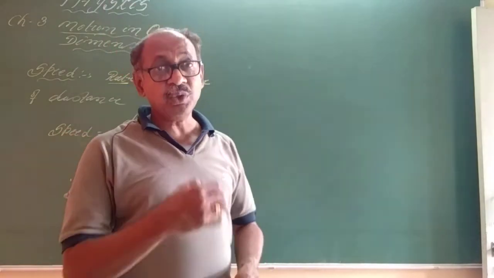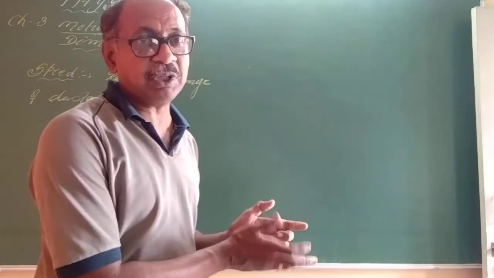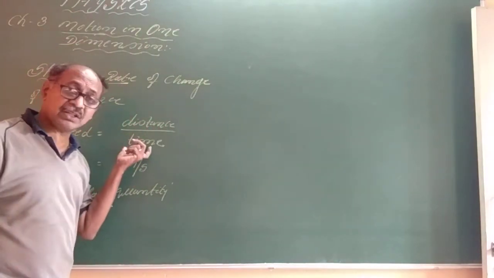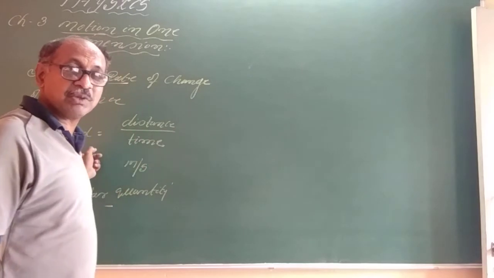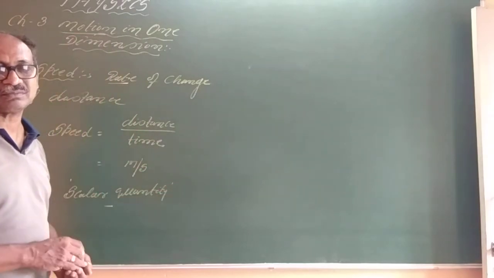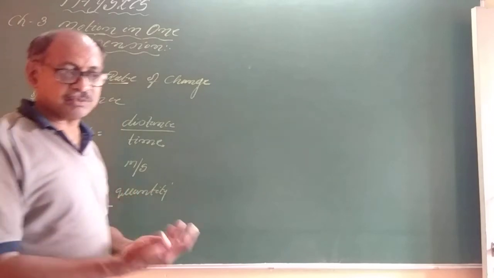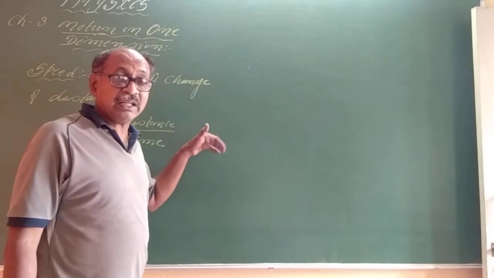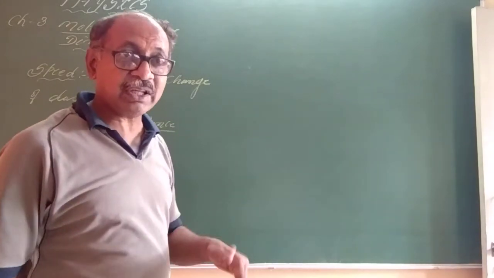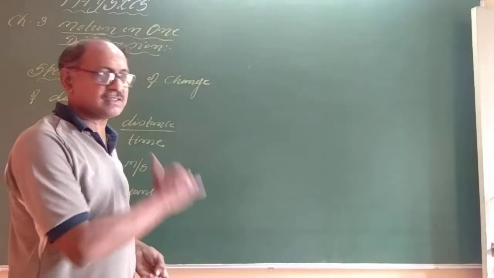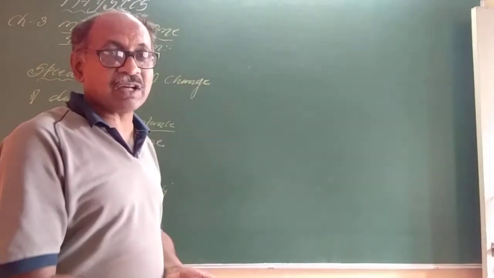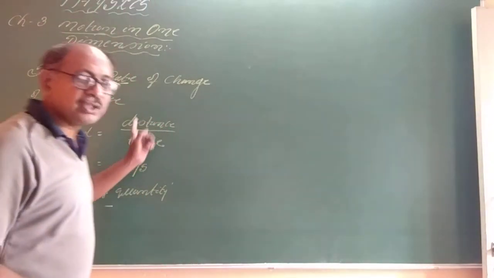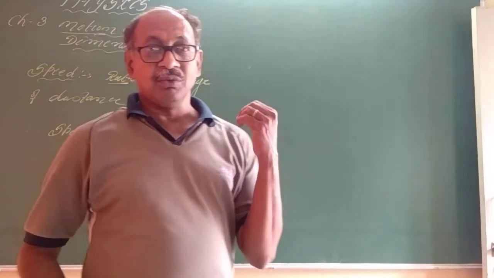One is called uniform speed. What is the meaning of uniform speed? Equal distance travelled in equal interval of time, then the speed is said to be uniform speed. Non-uniform speed means unequal distance is travelled in equal interval of time. The time taken is the same, but the distance travelled differs. Then it is termed non-uniform, or we can say variable speed.